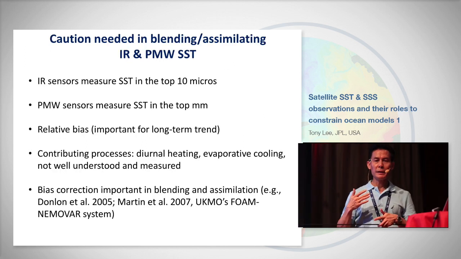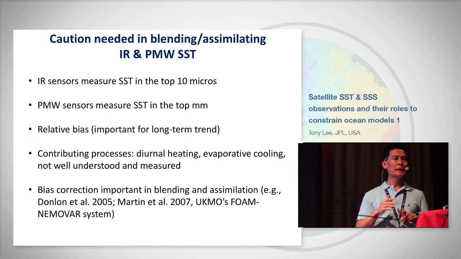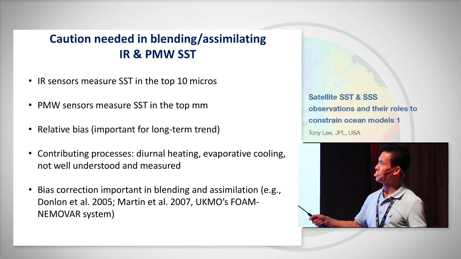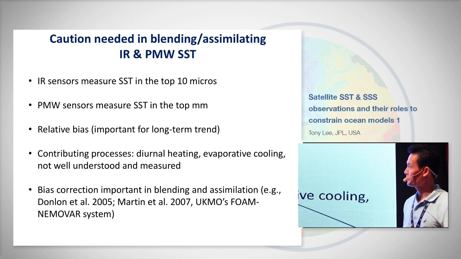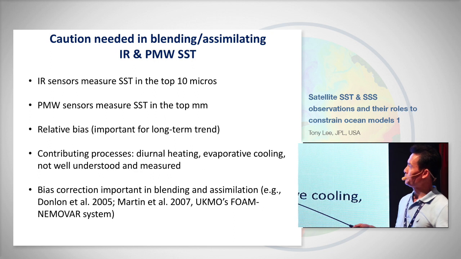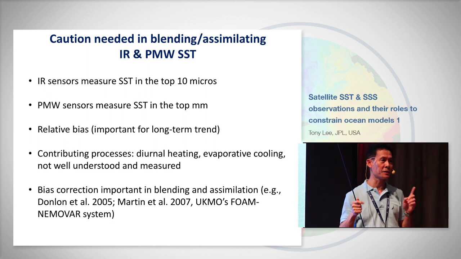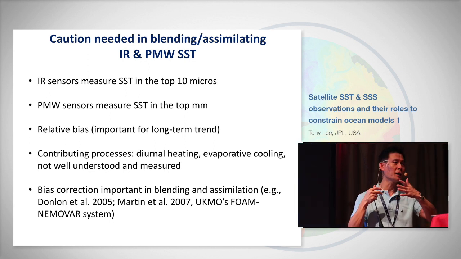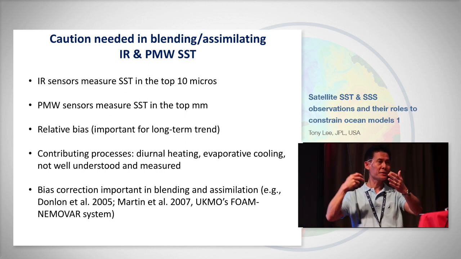Now, between the infrared and microwave SST, there's a relative bias. That's important and needs to be taken into consideration in data blending and in data assimilation. The infrared sensors measure the top microns or so of the sea surface, whereas the microwave sensors measure the top millimeter. This relative bias could be very important for long-term studies, in particular, say, the Reynolds OISST. If you go to the website, there are two products. One is the AVHRR only.